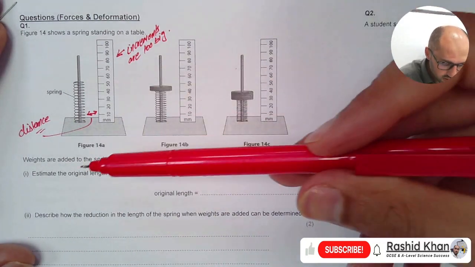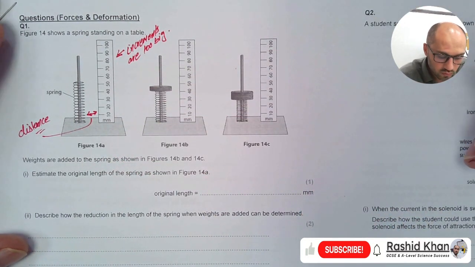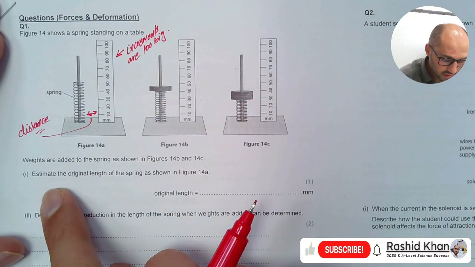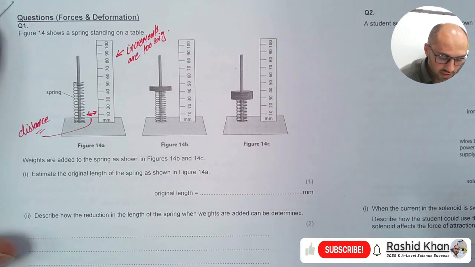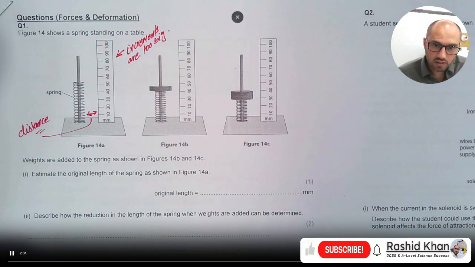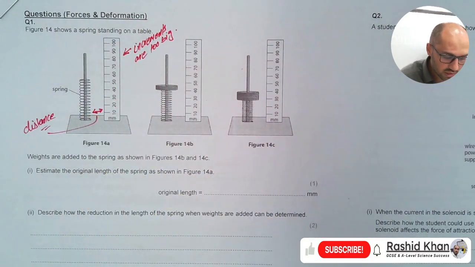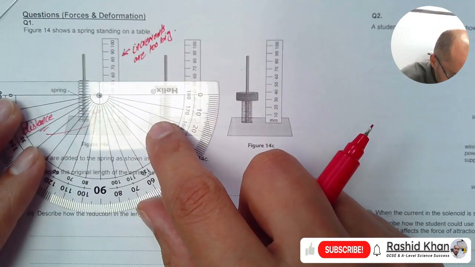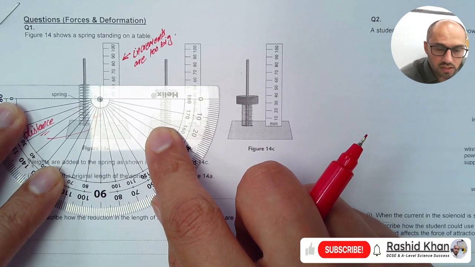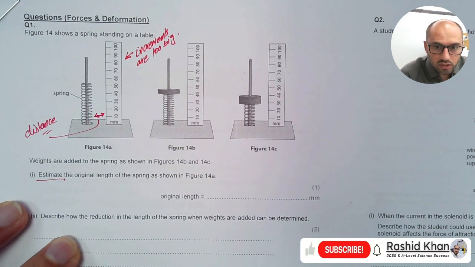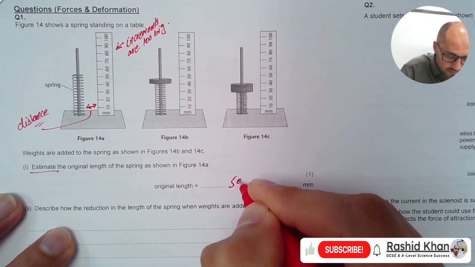It says weights are added to the spring as shown in figure 14b and 14c. So they've added weight. Here is 1, here you have 2. It says estimate the original length of the spring as shown in figure 14a. So they are basically asking us to use this 14a figure to work out the length. The good practice will be to use my ruler. If you read the scale here, you will notice it is about 50. Because it says estimate, any value close to that should be okay. So we can say it is 50 mm.